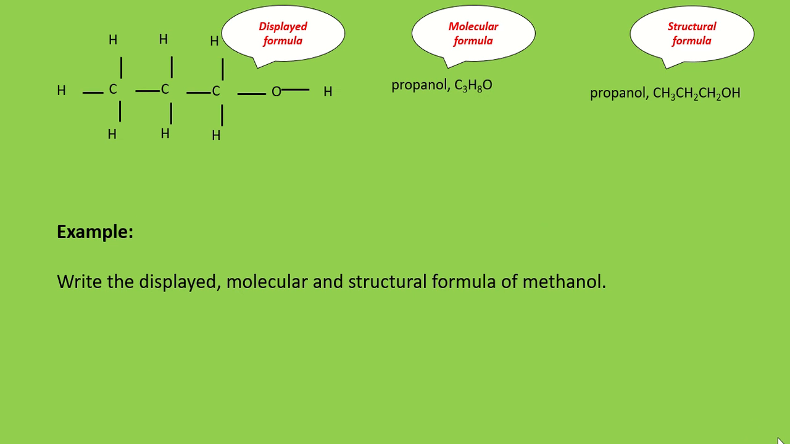So what we're going to do now is I would like you to note down the displayed formula, the molecular formula, and the structural formula of methanol. And let's just quickly go through what these formulae show us. So the displayed formula will show us all of the bonds and all of the atoms clearly displayed. The molecular formula, like we said earlier, is where you just count up all the carbons, hydrogens and oxygens and just write down how many there are.